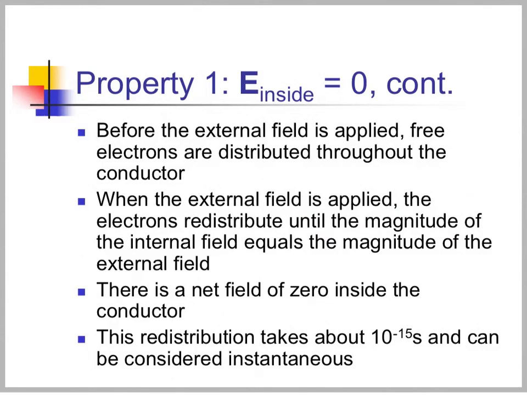So before the external electric field is applied, free electrons are distributed throughout the conductor. When the electric field is applied, the electrons redistribute themselves until the magnitude of the internal field equals the magnitude of the external field, but in the opposite direction. Therefore, there's a net field of zero inside the conductor. And that redistribution takes place almost instantaneously. It takes about 10 to the minus 15 seconds.